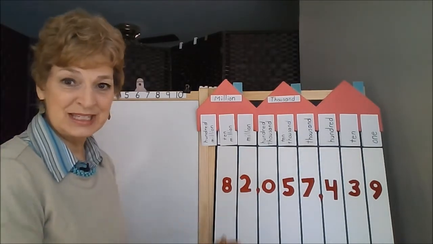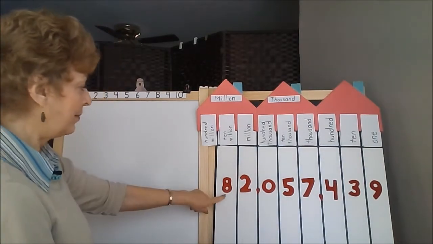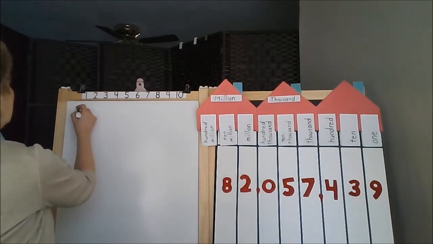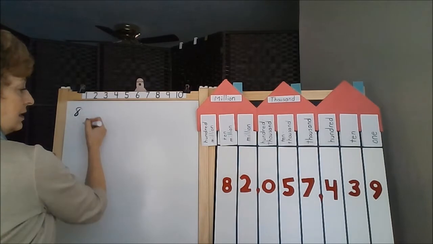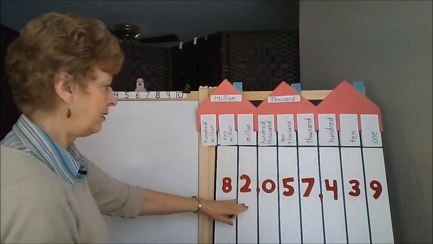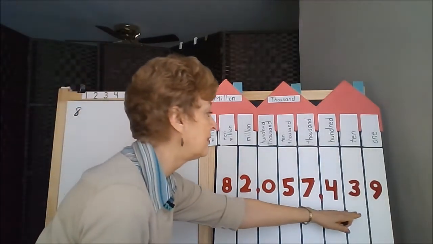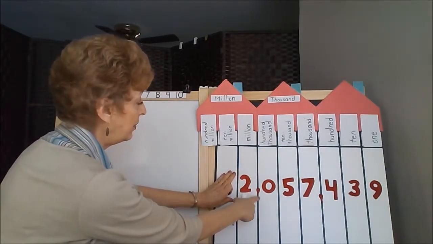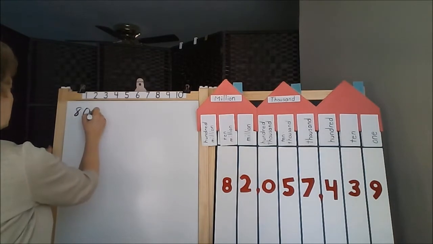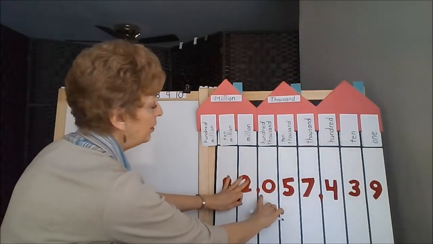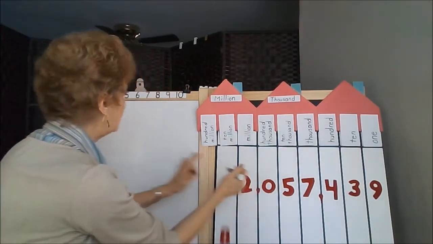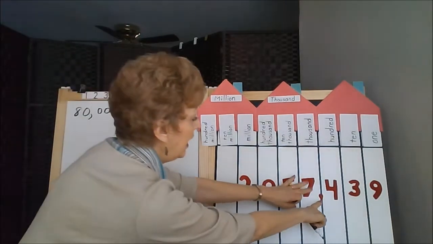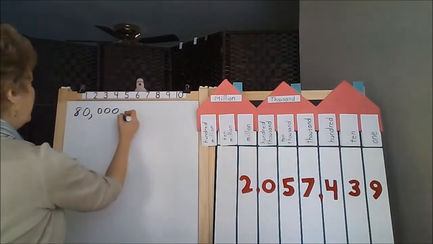If we were to expand our number, we would have to say 8 and then use zeros to fill up the rest of these columns. So our 8 would need a 0 here with a comma. Then we would need 3 zeros for the thousands house and 3 zeros for the first name's house.